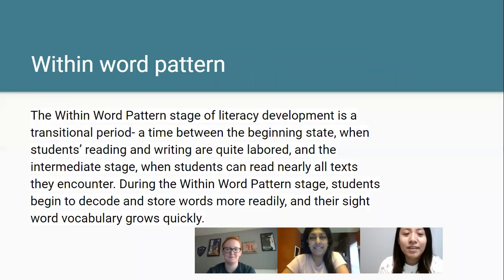The within word pattern stage of literacy development is a transitional period, a time between the beginning stage when the students' reading and writing are quite labored, and the intermediate stage when the student can read nearly all texts they encounter. During the within word pattern stage, students begin to decode and sort words more readily, and their sight word vocabulary grows quickly.